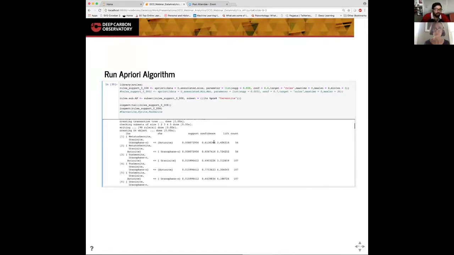So that's how we create these association rules, and that's the message, the inference or the insight that we look for from this model.